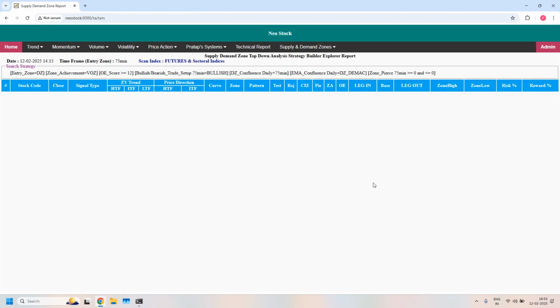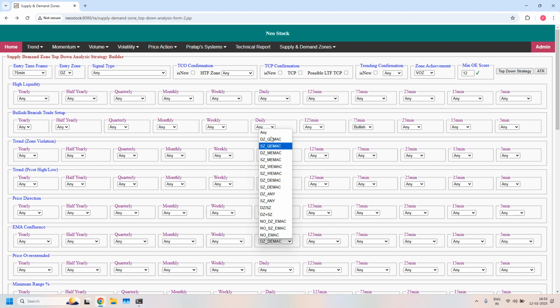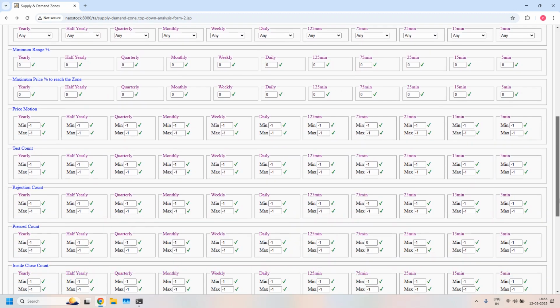So with this filter, we did not get any stocks. That is daily demand zone with daily EMA Confluence. None of them are having. Okay, fine. Removing EMA filter. Let us look for LTF, ITF, HTF demand zone Confluence.